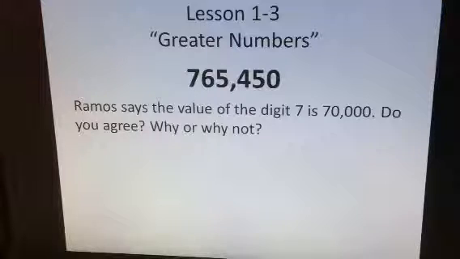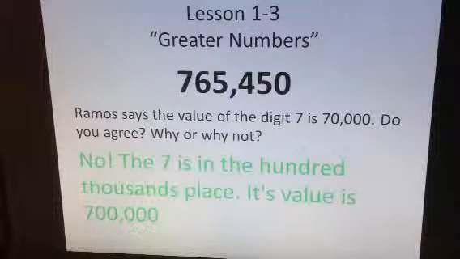Ramos says the value of the digit 7 in this number above is 70,000. Do you agree? Why or why not? No, we don't agree. The 7 is in the 100,000s place. Its value is 700,000.